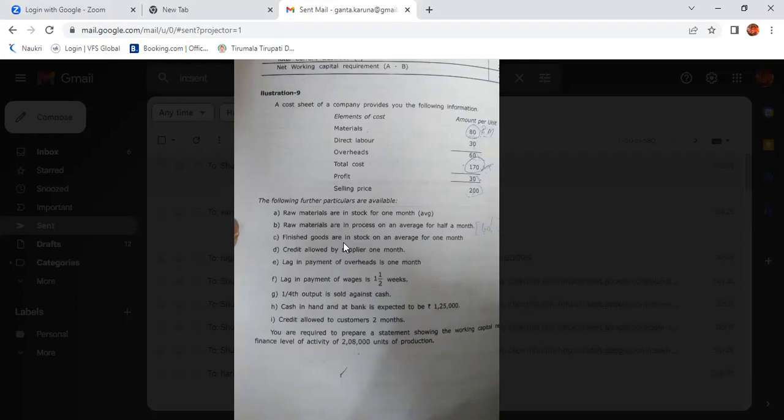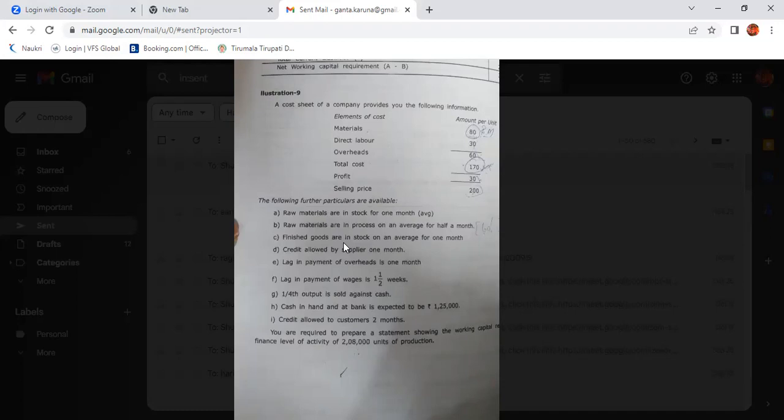So 1.5 weeks means what? 1.5 weeks. This is the way I have to convert. So that's why I'm going to convert the total information into weeks only. Rather than going in a monthly manner, we convert into the weekly manner, because the 1.5 we cannot convert into a month.